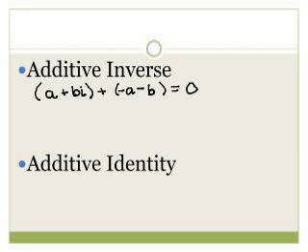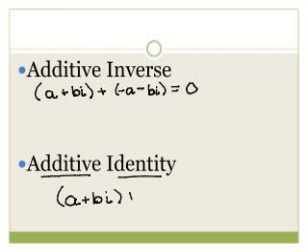So that's the same thing as minus bi. So negative a minus bi would be the additive inverse. Whereas the additive identity is exactly the same thing it is in the set of real numbers. So we're saying, what do we have to add to a complex number in order for it to stay exactly the same? And that would be 0. So 0 is the additive identity of any complex number.